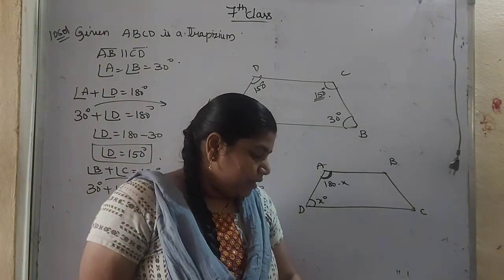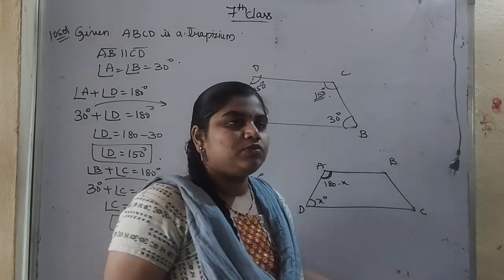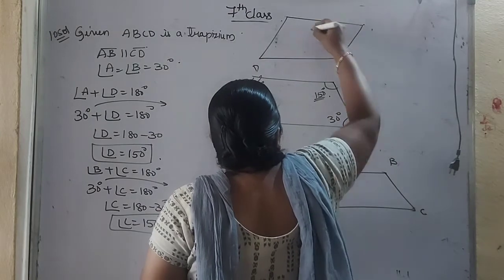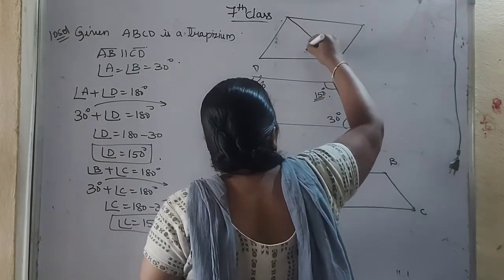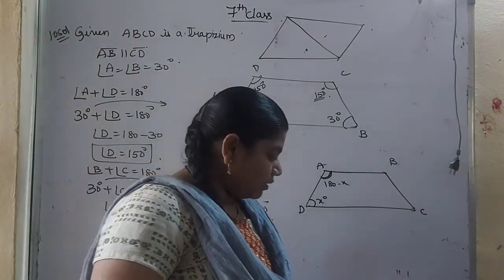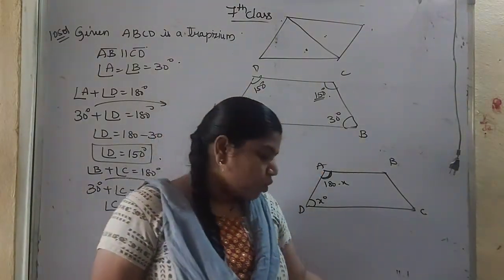Every diagonal in a parallelogram divides it into dash triangles. So if you take a parallelogram and draw a diagonal, how many triangles is it converted into? It has been converted into two congruent triangles. So the fourth answer is two congruent.